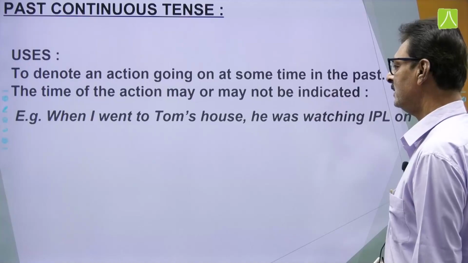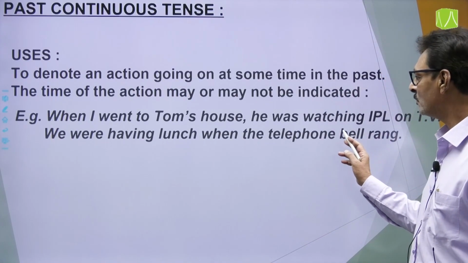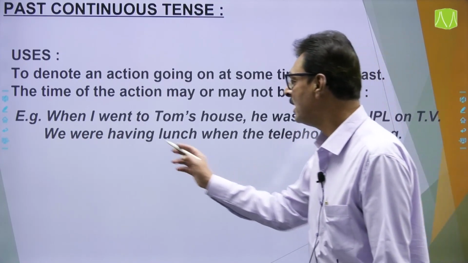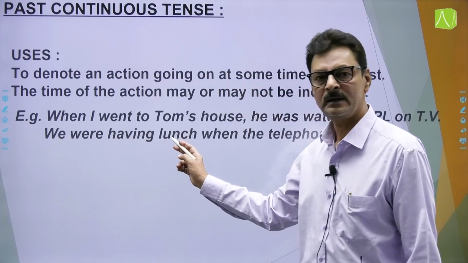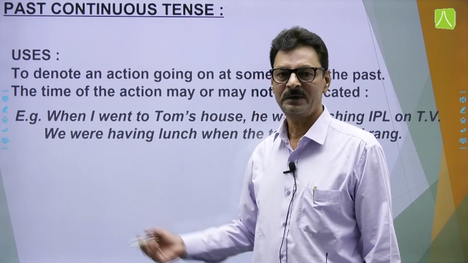Moving on to the next example. We were having lunch when the telephone bell rang. So at some time, when the phone bell rang, what were we doing? We were having lunch. We is plural, so were will be used over here.